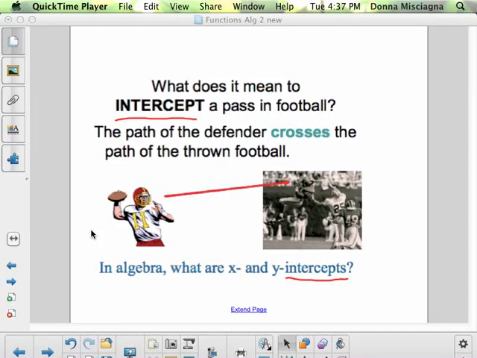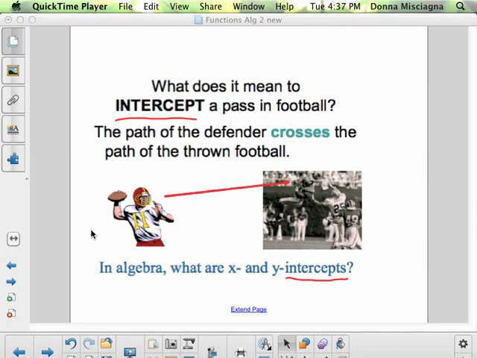What does it mean to intercept a pass in football? The path of the defender crosses the path of the thrown football when there is an interception. In algebra, what are x and y intercepts? Notice both of those have the same word, intercept, in them. In an interception in football, the path of the defender crosses the path of the thrown football.